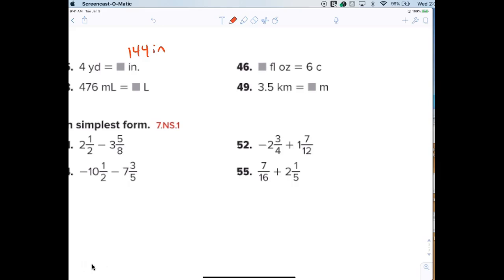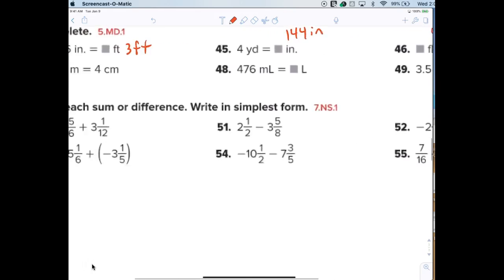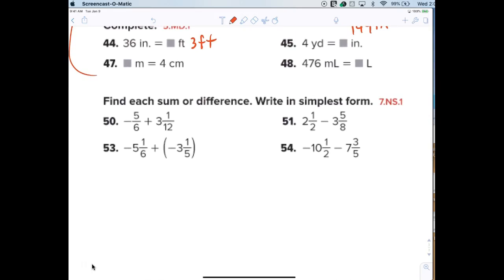So if I have 6 cups, I have what? That's right. I have 48 ounces. Everybody okay with that? That's right. Fluid ounces. All right, 47 now.